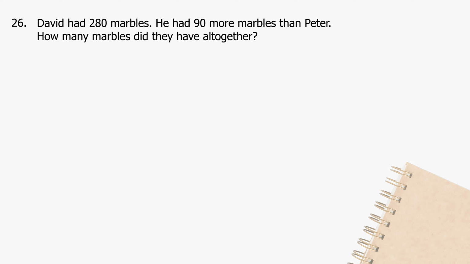Question 26. David had 280 marbles. He had 90 more marbles than Peter. How many marbles did they have altogether?